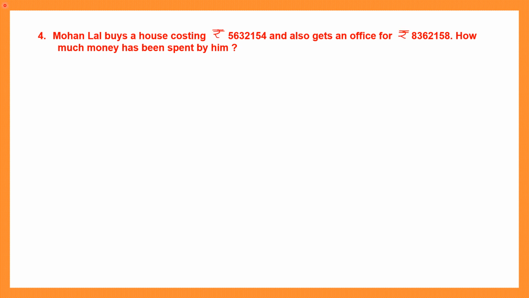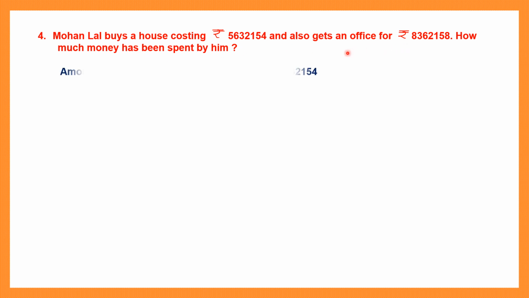Question 4. Mohanlal buys a house costing this much and also gets an office for this price. How much money has been spent by him? So he spent so much money in buying a house and so much in getting an office. Now how much money did he spend? We have to add up both.